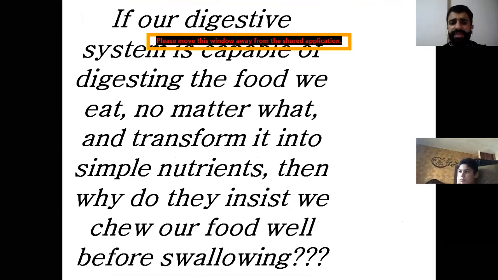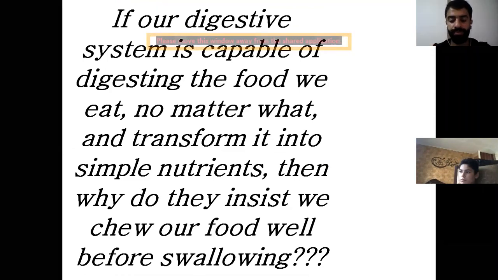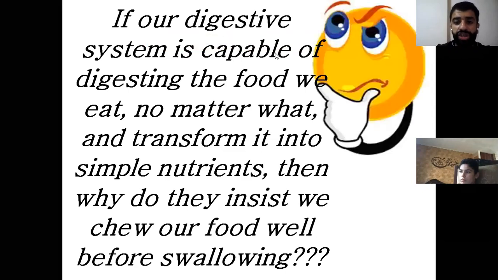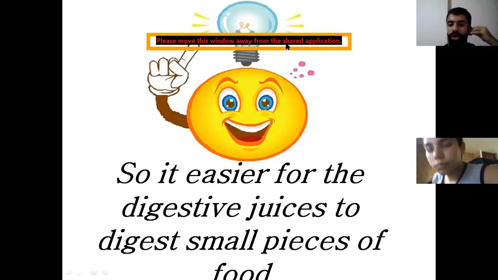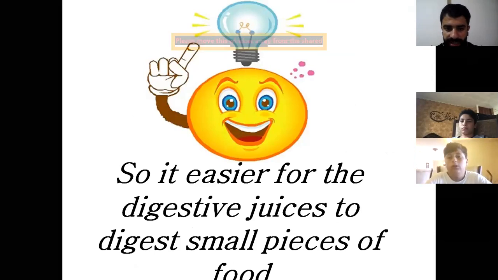So if our digestive system is capable of digesting the food we eat, no matter what this food is, and transform it into simple nutrients, why do they insist you have to chew the food well before you swallow it? All of your parents told you, chew the food well before you swallow it. Why? Because it becomes easier for you to digest it, because it's easier for the digestive juices to digest small pieces than large pieces. So you have to chew the food well so that it will be easier for the juices to digest it.